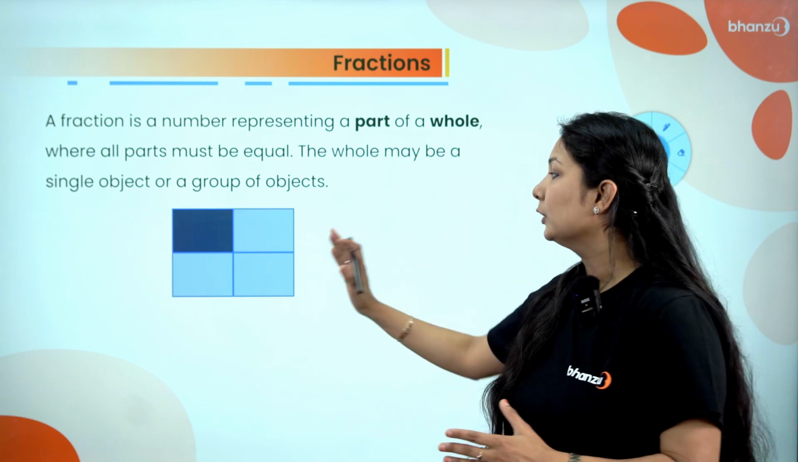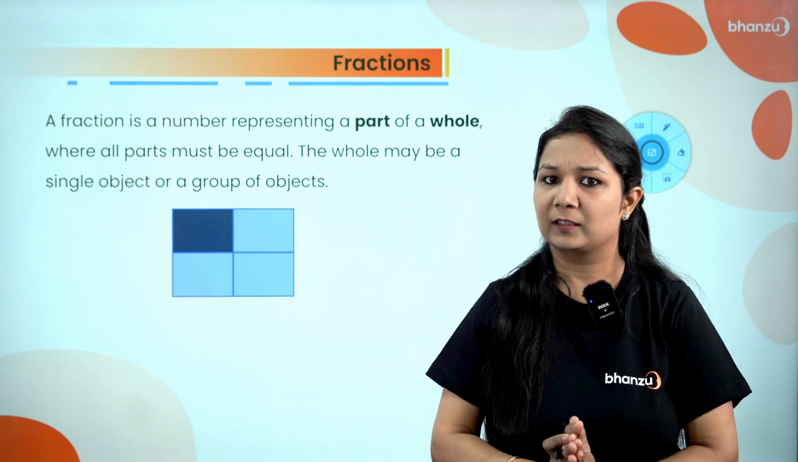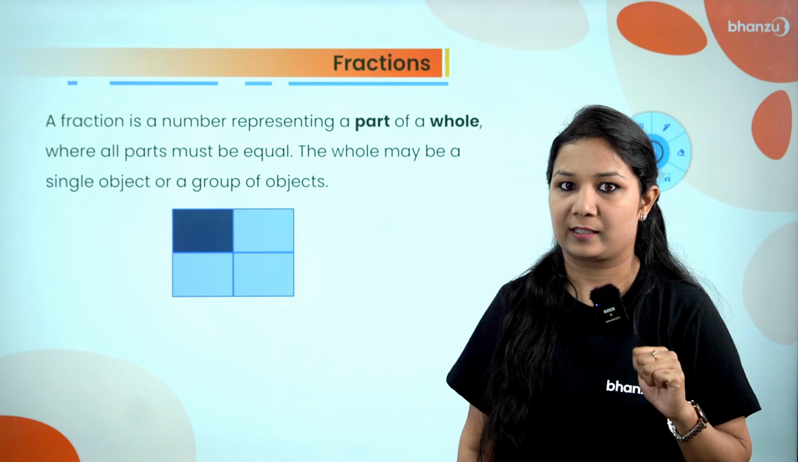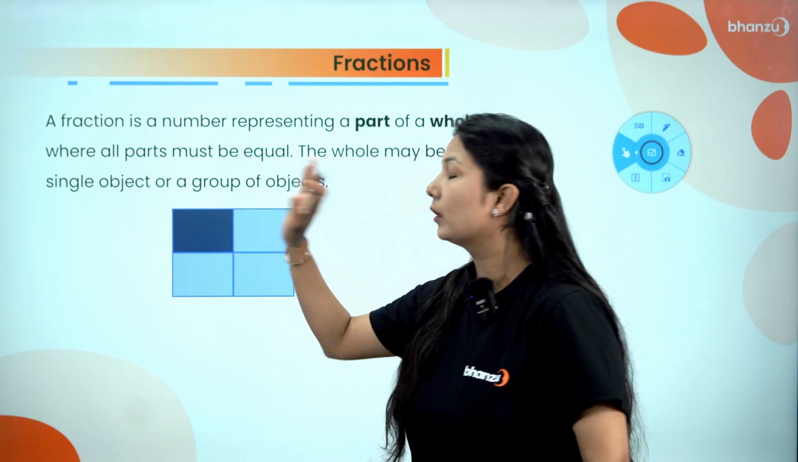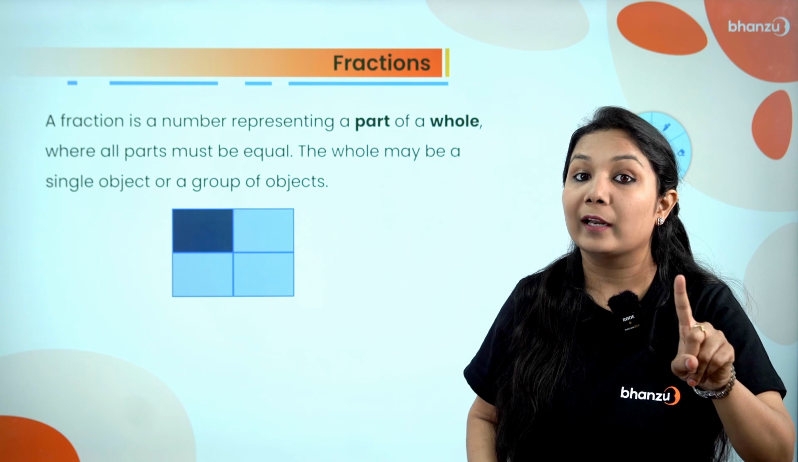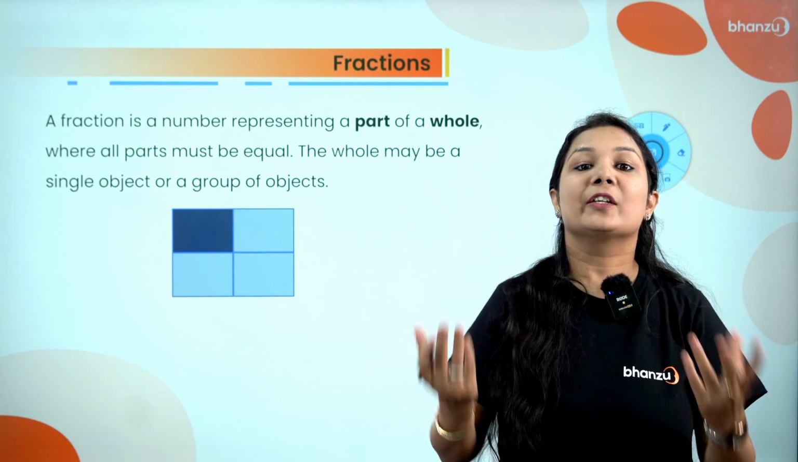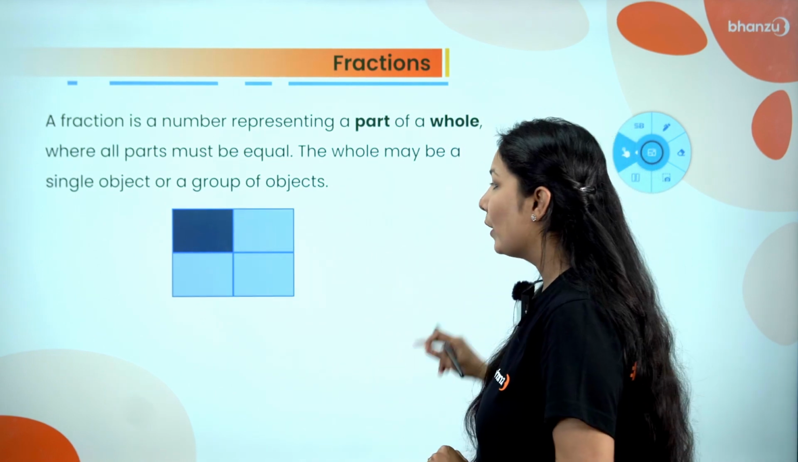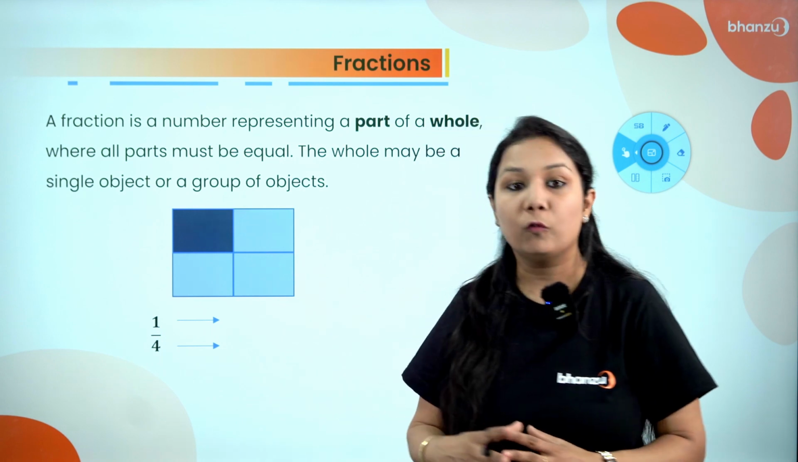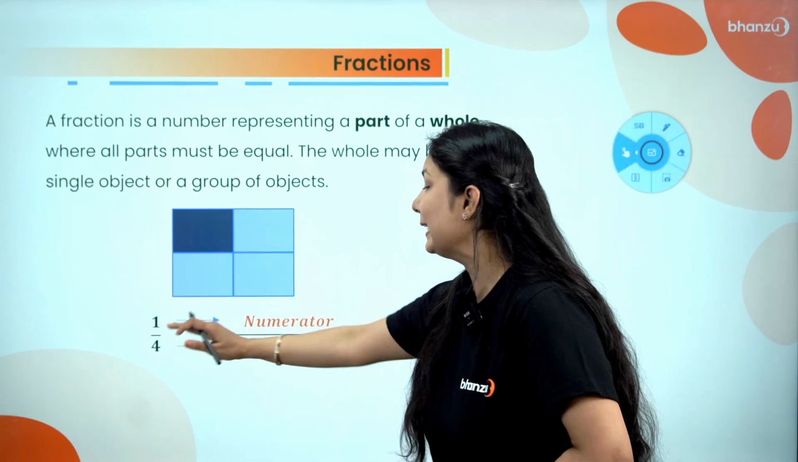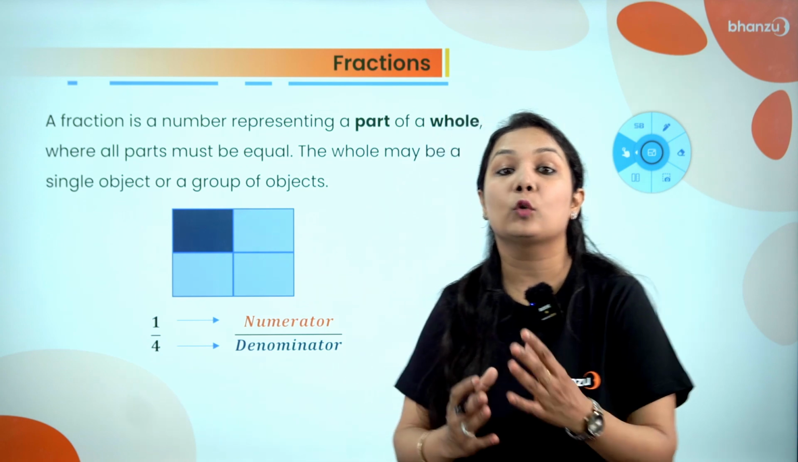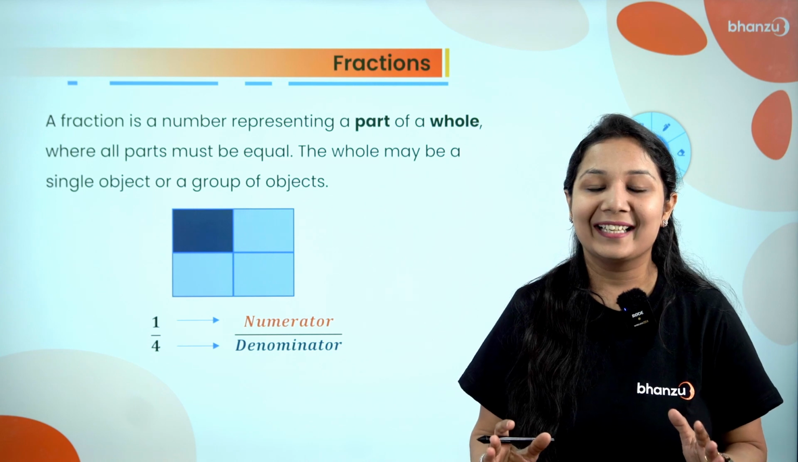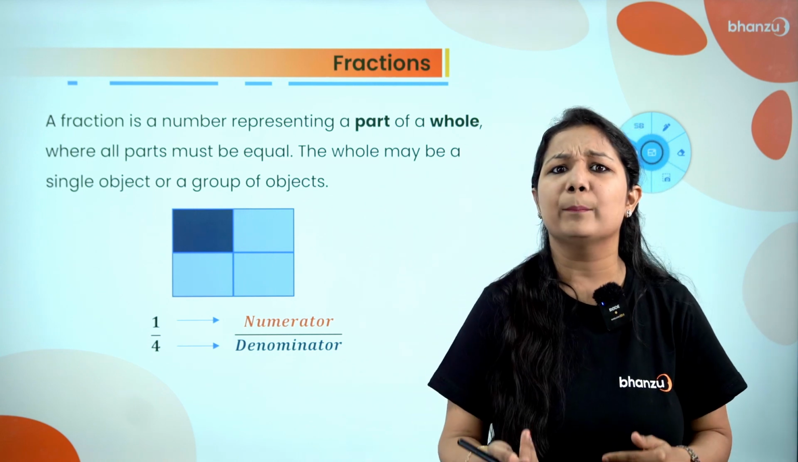This rectangle is further divided into 4 different rectangles. How many parts is this big rectangle divided into? 4 parts. But how many of them are shaded dark? Only one. So what is the fraction representing this dark shaded portion in a whole object? It's 1 out of the total 4 parts. So over here 1 is our numerator and 4, the total number of parts, is the denominator. Got it?